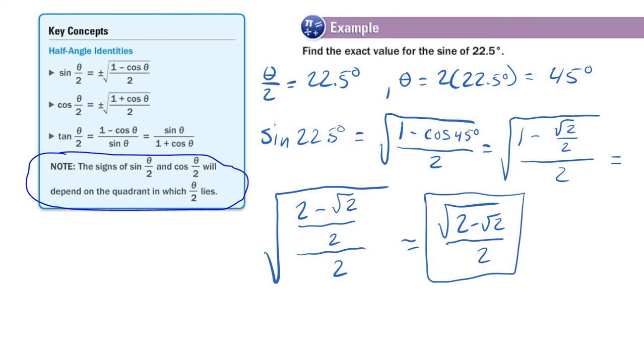Notice these formulas are very, very close to each other. The only difference for cosine, of course, the quadrant's going to determine positive or negative, but plus, that's the only difference for those two formulas. Tangent got a little bit more going on, of course.